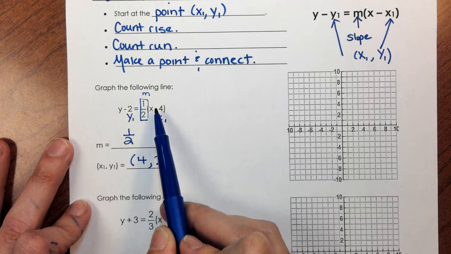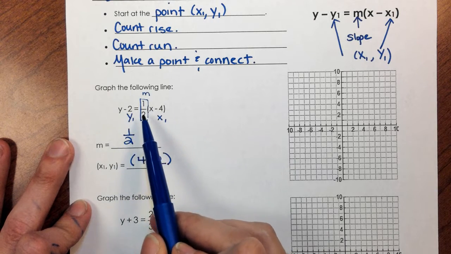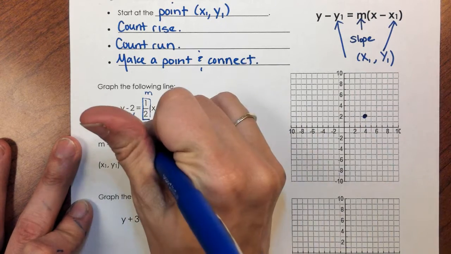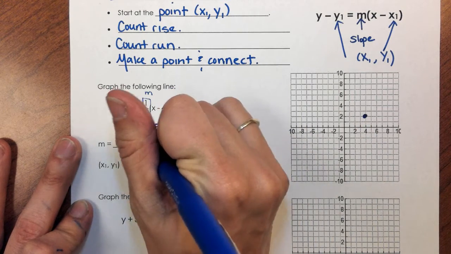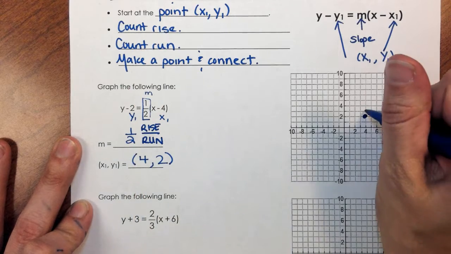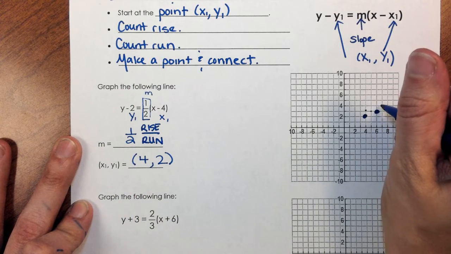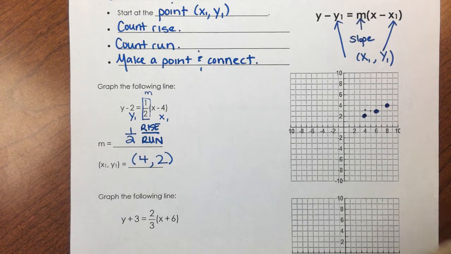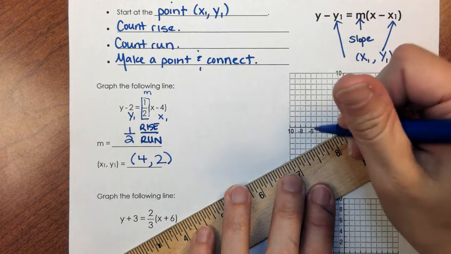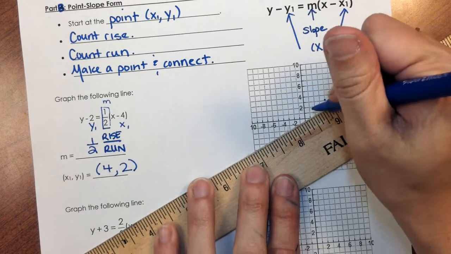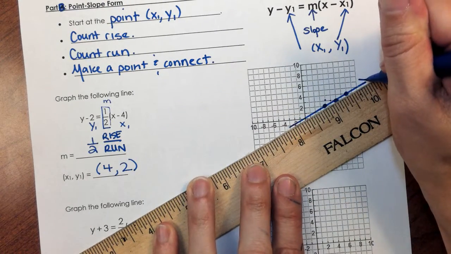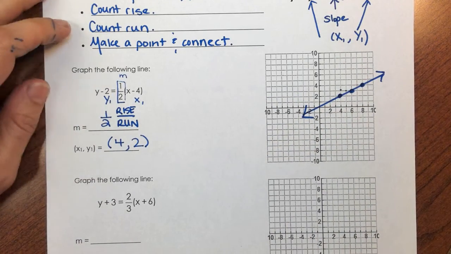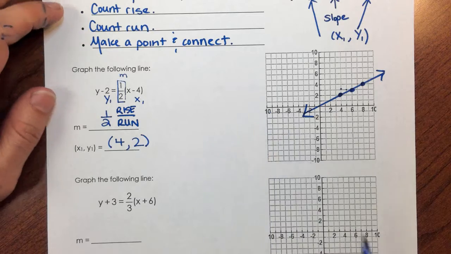Notice I did not use the minus signs. So I'm going to start at my point, 4, 2, and now I'm going to use my slope. I'm going to rise 1 and run 2. Rise 1, run 2. All right, so now that I have these points, I can connect them and make a line. If I can actually connect them, that would be awesome. All right, so that is the equation and the line that matches.